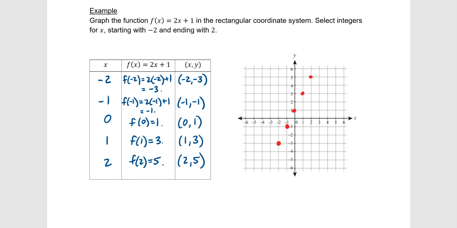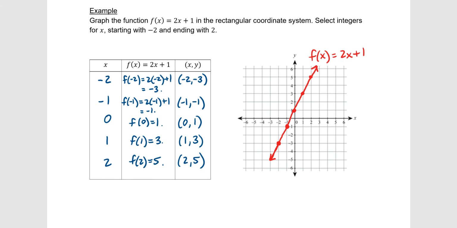So next we have to connect these with a smooth curve. The way that we connect the points that we have is going to be a little bit different from function to function. This one ends up being a straight line. It's linear. Hopefully we can see that by the points. So we connect them.